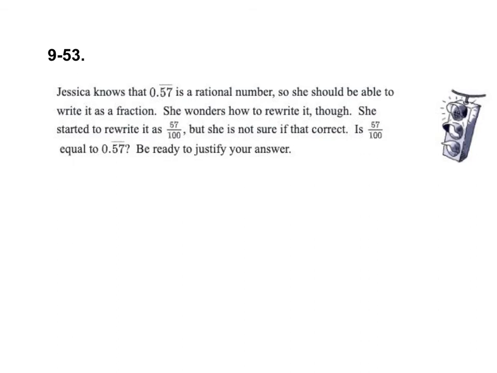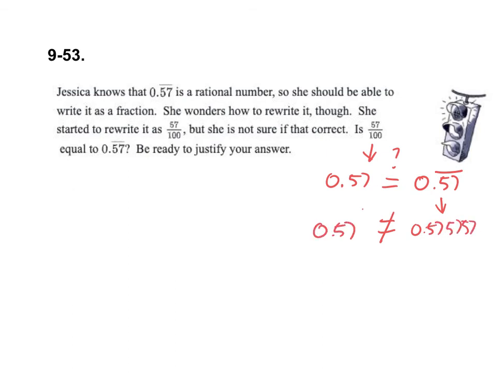Well, if we think about what 57 over 100 is, we should be able to write that as a decimal, just like we did, but we went backwards. It should be 0.57. So really the question is, 0.57, is that the same thing as 0.57 repeating? Are these the same thing? And the answer here is no, because what this is equal to is 0.575757. It keeps going on, whereas this one just stops. There's nothing else here.